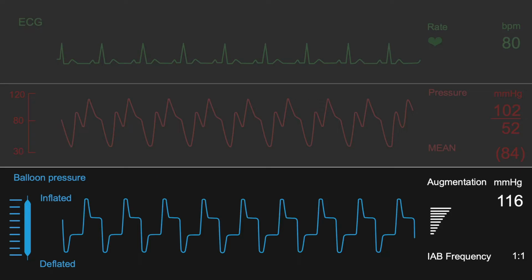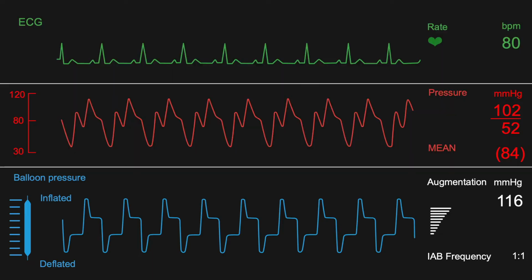You'll notice that the balloon pump is inflating with every cardiac cycle, a setting we call 1-to-1 inflation. The augmentation number shown in white is the pressure to which the balloon is inflating. This is the highest pressure we should see and represents the increased early diastolic blood pressure when the balloon is inflated. Okay, let's pause for a quick quiz to see if you're tracking so far.